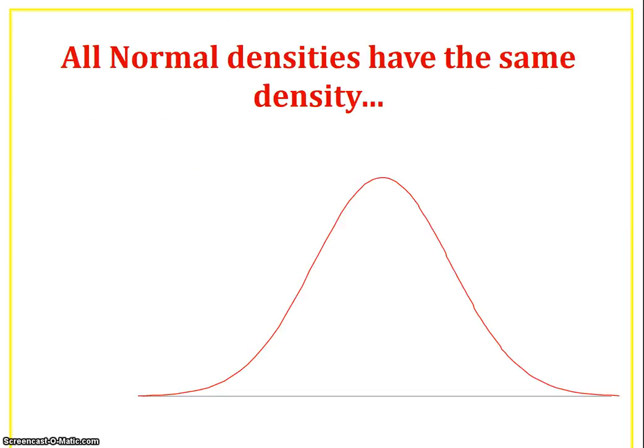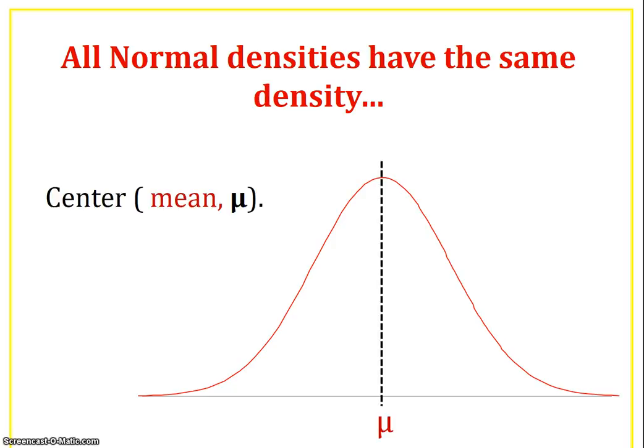There's something very important that all normal distributions have in common. They all have the same density. That is, the proportion of the total area that's within one standard deviation of the mean is the same for all normal distributions. So even though they may have different means, which we denote by mu, remember, and they may have different standard deviations, the proportion of the area within one standard deviation is the same for all normal distributions. And the proportion of the total area that's more than 2 standard deviations greater than the mean is the same for all normal distributions, and so on.